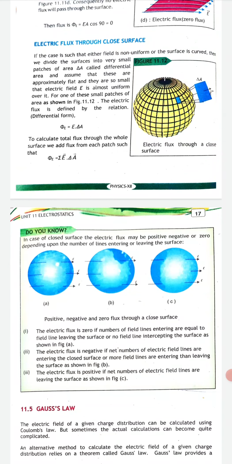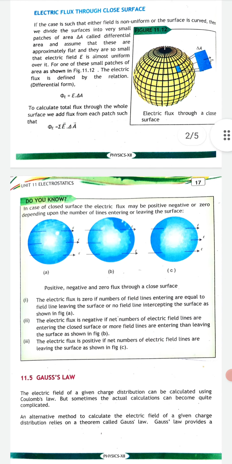Here look at figure 11.12. This represents a spherical object which is a closed surface, which bounds some volume. But look at the surface of that closed sphere, which is not a flat surface, it is a curved surface, so the area is not flat. Similarly, the electric field at any point over that surface is also not uniform. So the question is: how would you find out the electric flux through the closed surface?